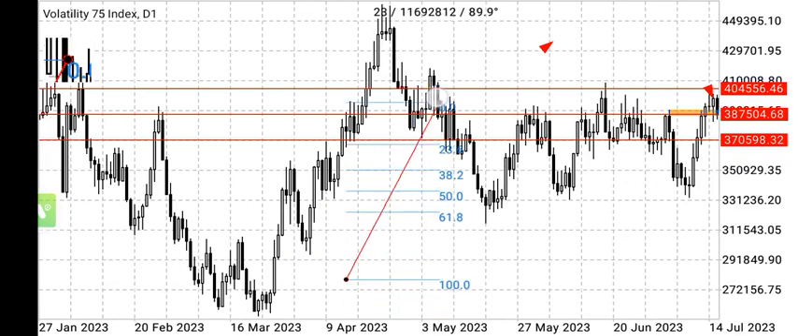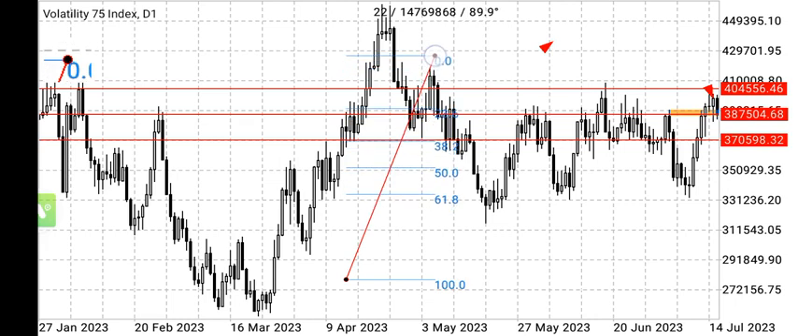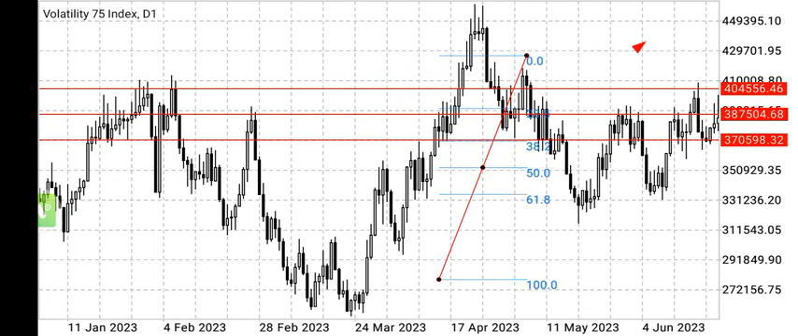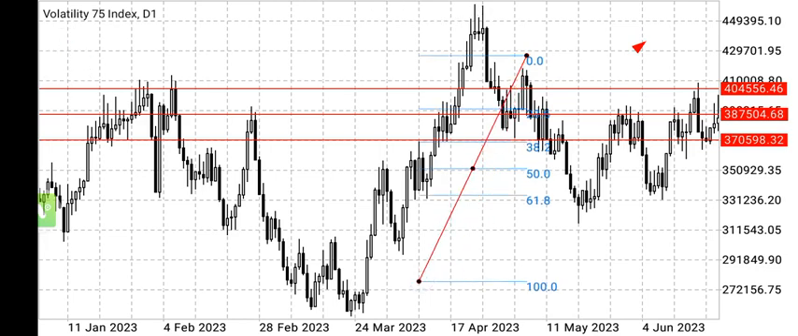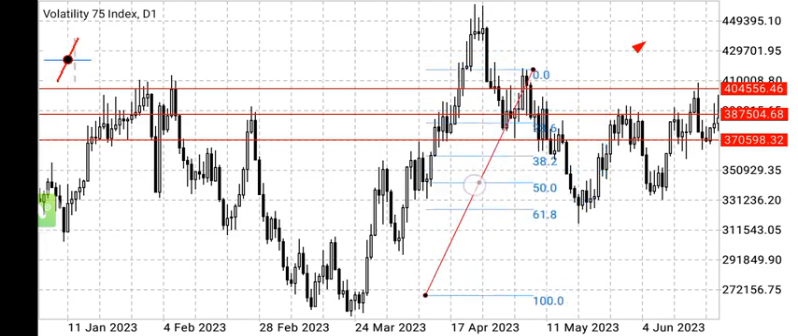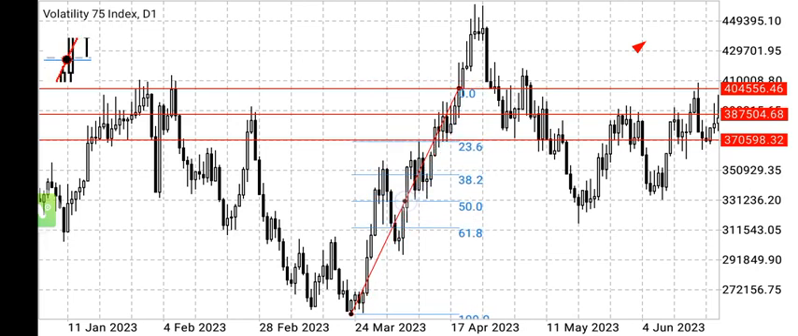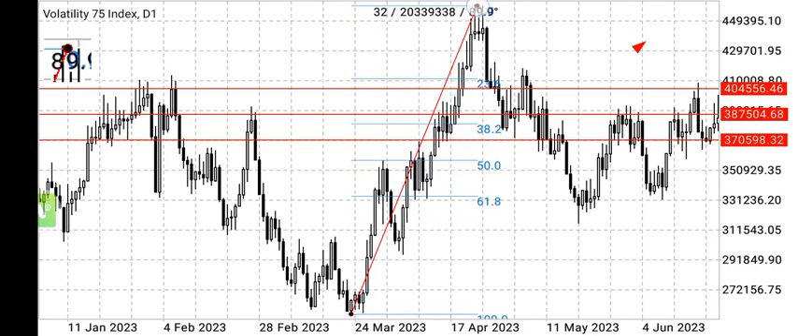Can you see? I drag and it's showing. Now how does this work? You see this lowest point of it, I drag it upwards, right? Ensure that it connects the swing low to the swing high. Can you see that?